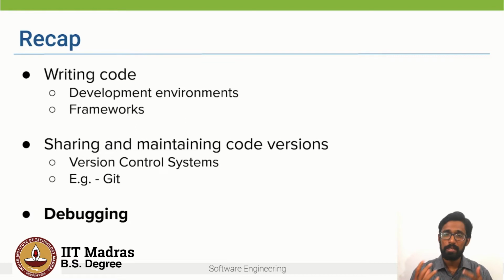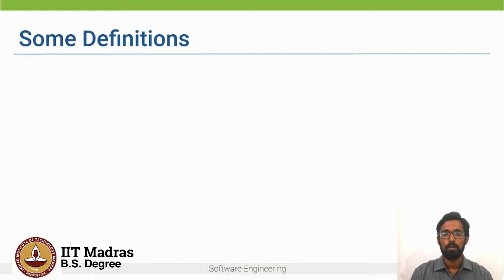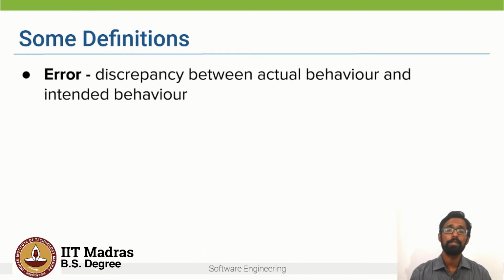So let's look at some key terms which are used in debugging. So one important term is the term error. So what is an error? Error is nothing but a discrepancy between the actual behavior and the intended behavior. As a developer, you have an intended behavior based on the specifications or the requirements. But as you run your program, you realize that there is a deviation from this intended behavior. So this discrepancy is known as an error.